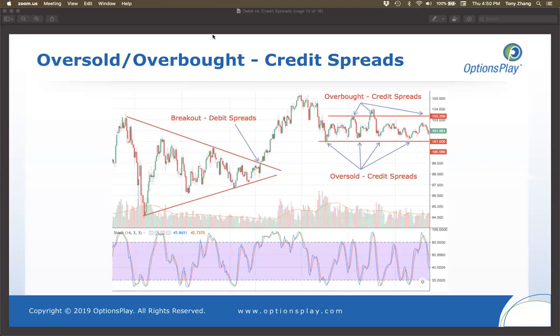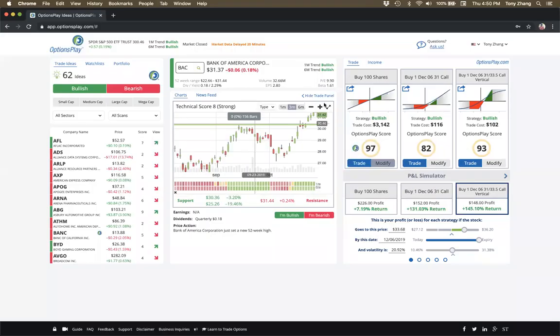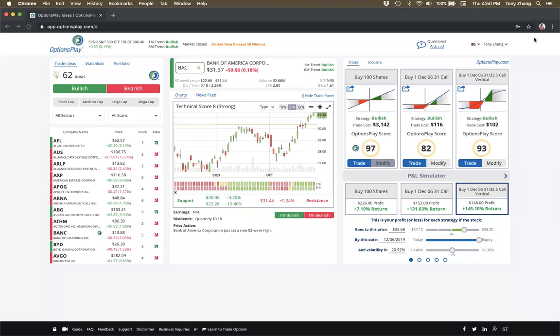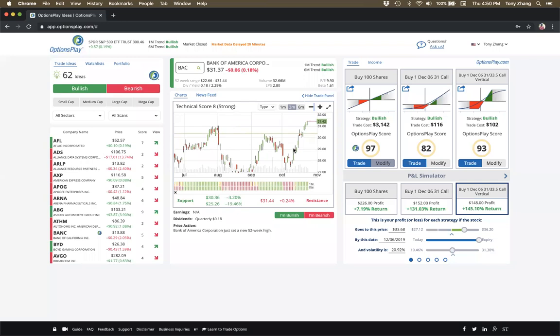So again, this is all meant to just help illustrate the fundamental difference between trading a debit versus credit spread. So let's now go back to Options Play. I want to show you some examples of this, because at the end of the day, I don't expect you to just take my word for it. I want to show you some real ideas and show you why certain times you want to trade debit spreads and certain times you want to trade credit spreads. And then at the end, I'll try to do a quick lightning round, let you guys submit some symbols and see what you want to do.